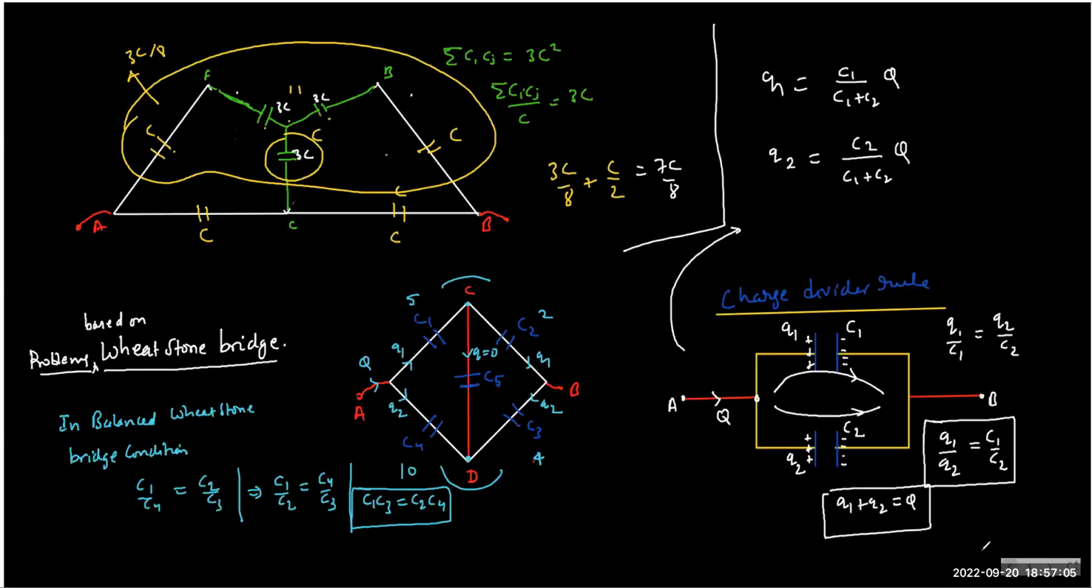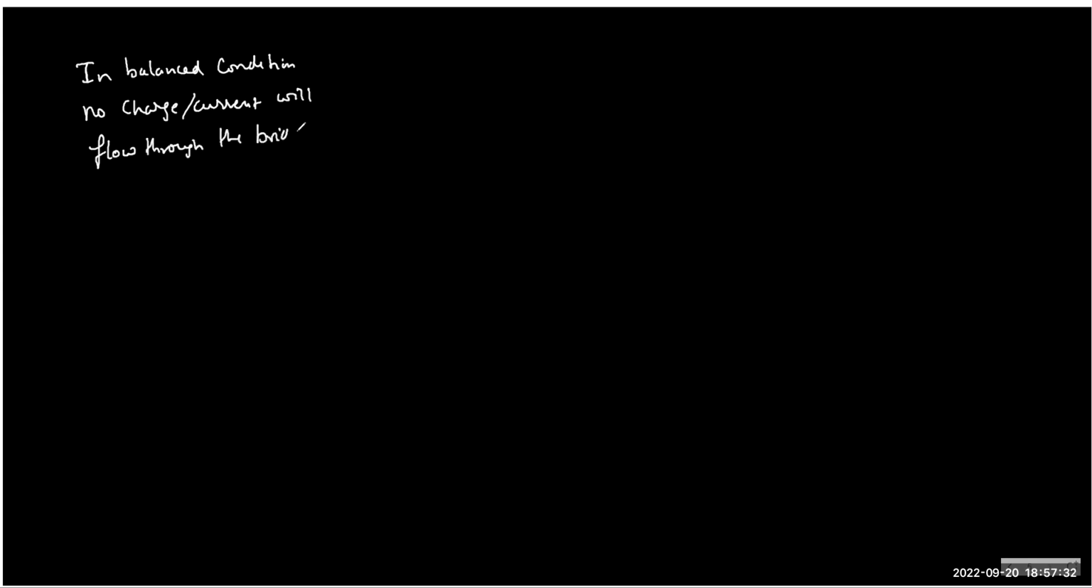I have written something here. So in balance condition, no charge current will flow to the bridge branch. Okay, so if you connect some galvanometer, you will see no deflection, no flow will take place.